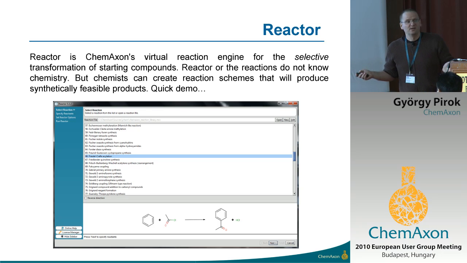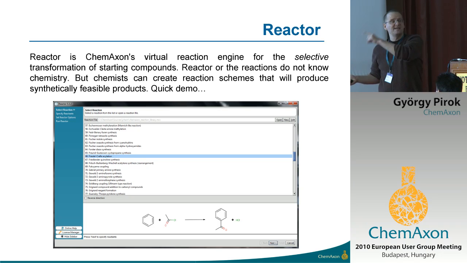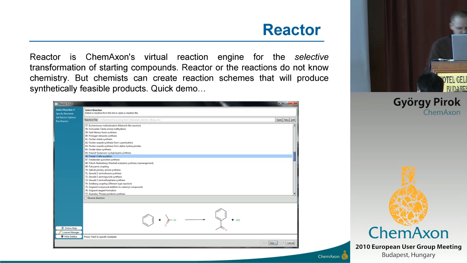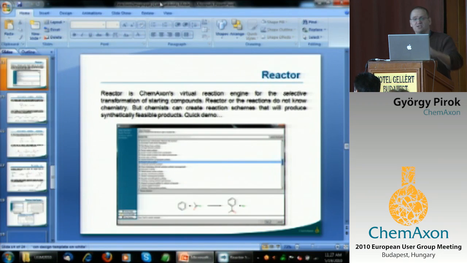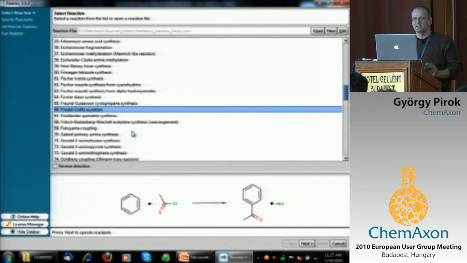Now the part which is Reactor. We have a software called Reactor which can process starting compounds, with either of the ways I showed before, with R groups, with SMARTS, with this kind of rules, to products. This will be very quick because I show Reactor each year.